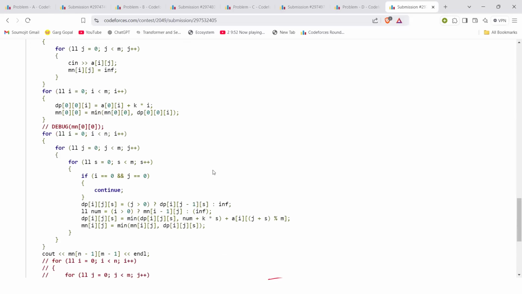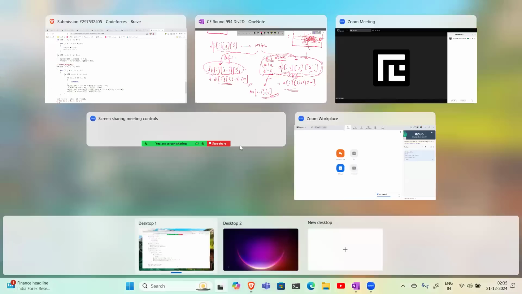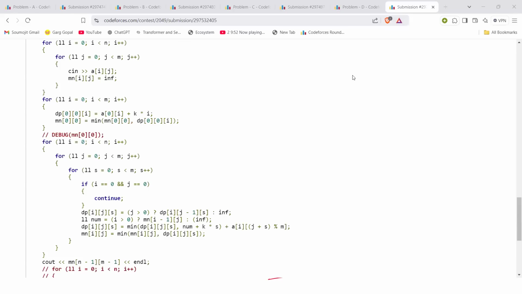The idea for this problem was pretty clever, but then this was a standard dynamic programming solution, and writing the code was actually pretty simple. I hope I'm able to clearly explain the solution. That's it for today. Thank you.